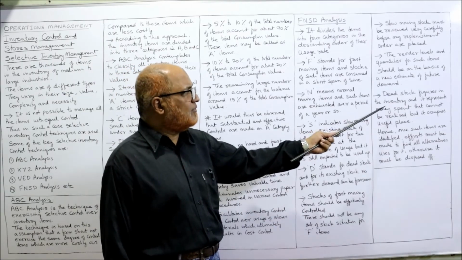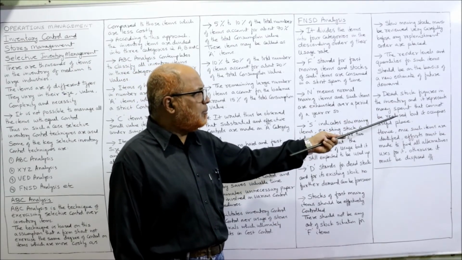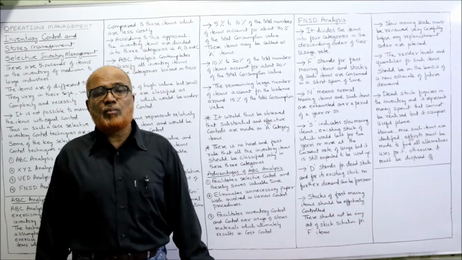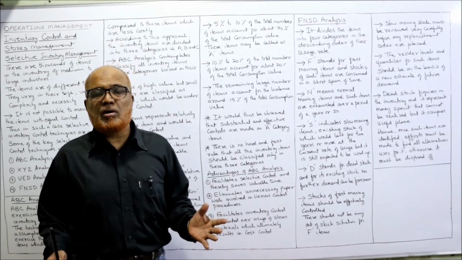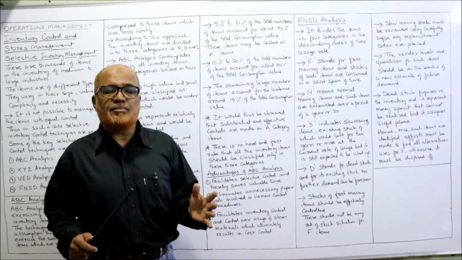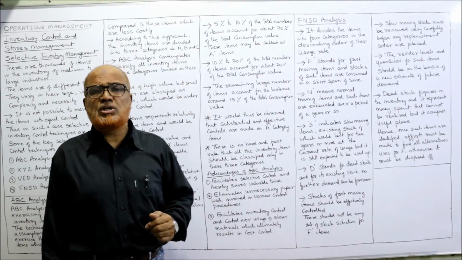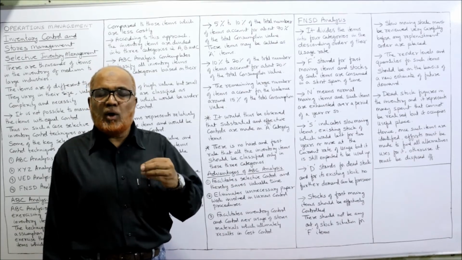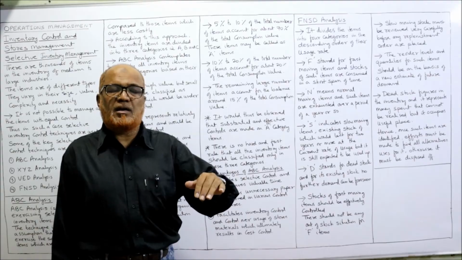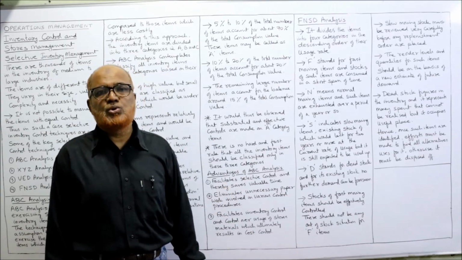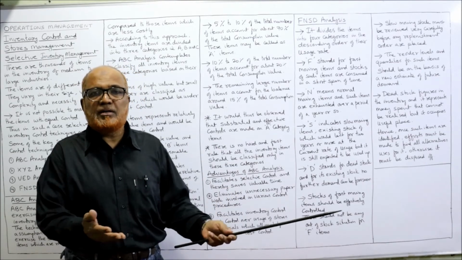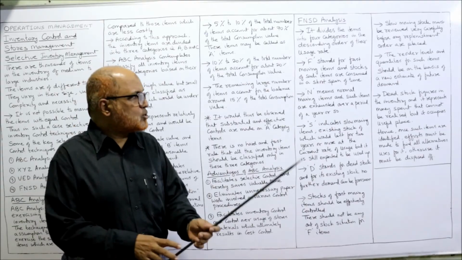Dead stock figures in inventory and represents money spent that cannot be realized, but it occupies useful place. Dead stock are those stock items which are not used in production, and there is no expectancy that these items will be used in the near future, but it is occupying the space in the stores.